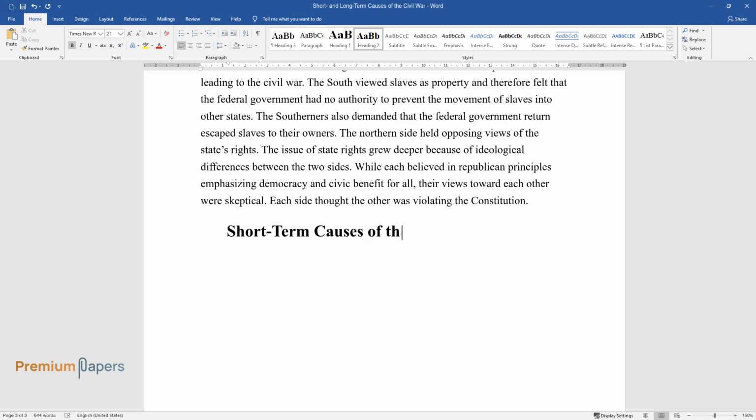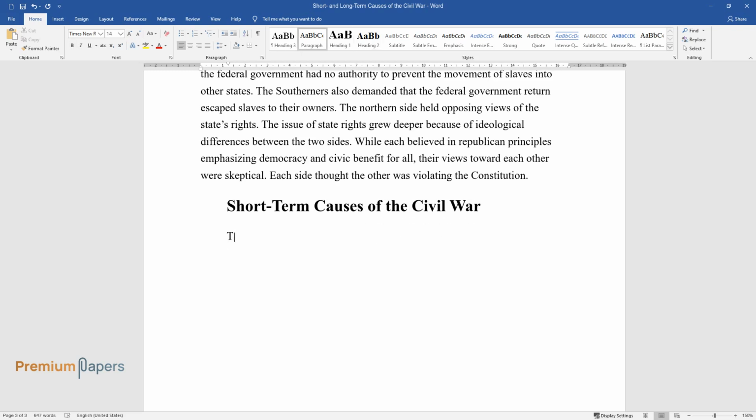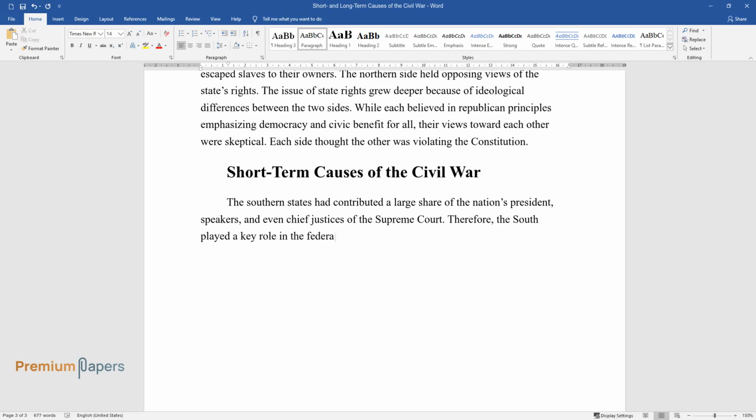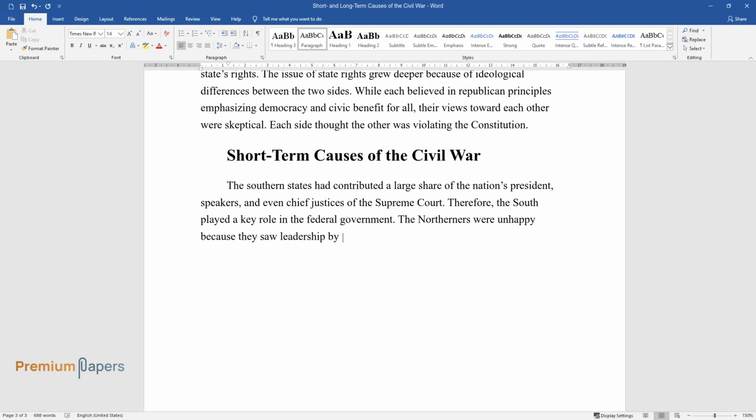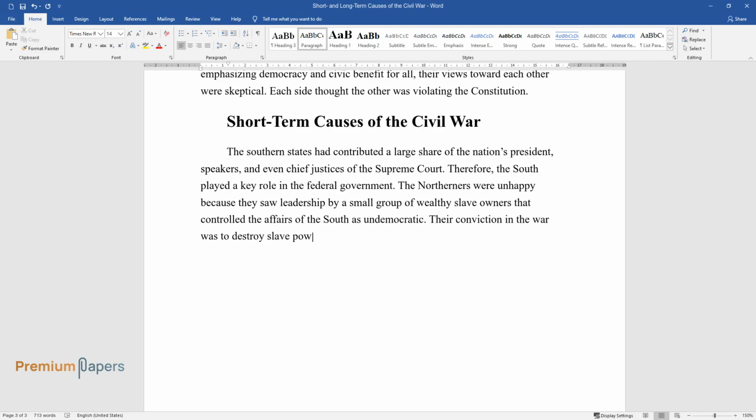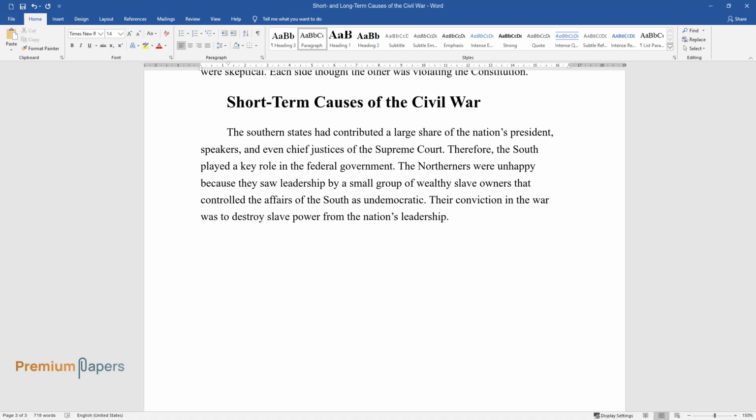Short-term causes of the Civil War. The Southern states had contributed a large share of the nation's presidents, speakers, and even chief justices of the Supreme Court. Therefore, the South played a key role in the federal government. The Northerners were unhappy because they saw leadership by a small group of wealthy slave owners that controlled the affairs of the South as undemocratic. Their conviction in the war was to destroy slave power from the nation's leadership.